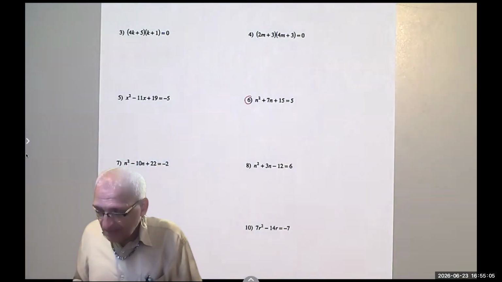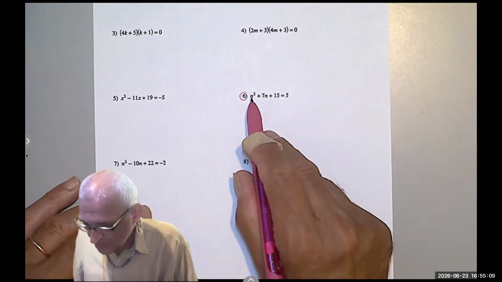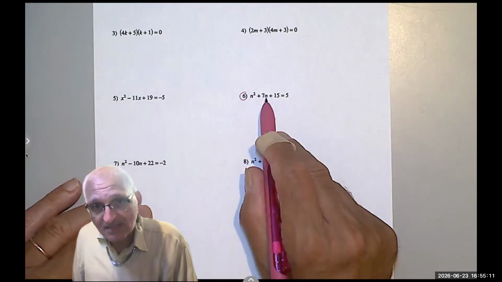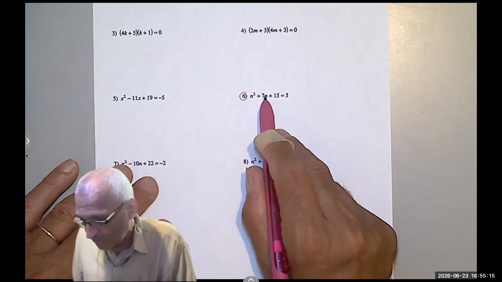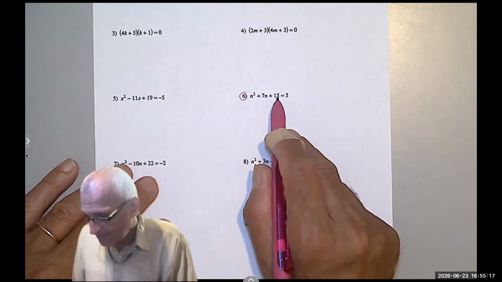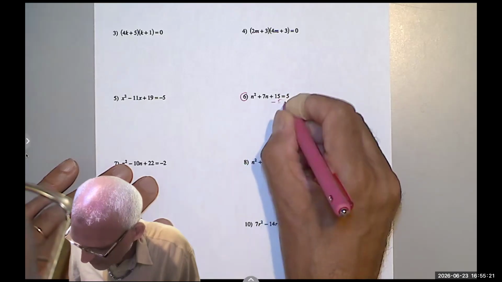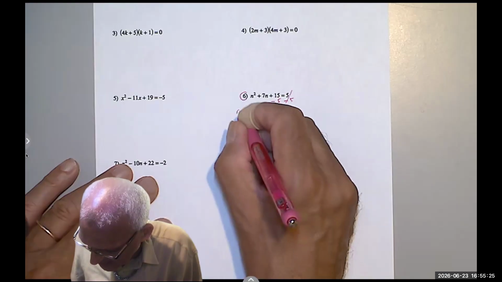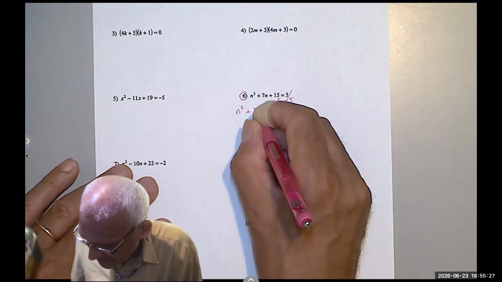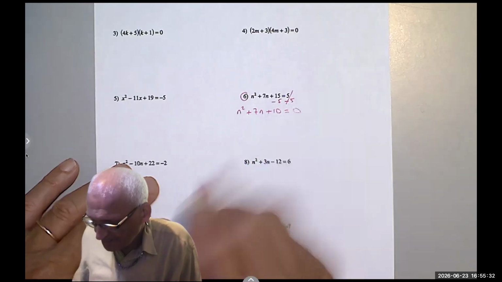But I want to have them in standard form, meaning the square term first, followed by the single term, which is the linear term, which is power of 1, then the constant. But I have a 5 on the right-hand side. So the first thing you do is you subtract the 5 because you want to bring everything to the left. This is n squared plus 7n plus 10 equals 0.